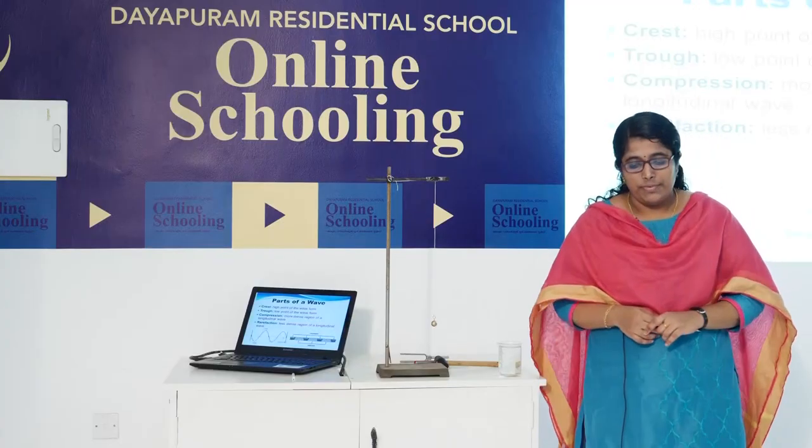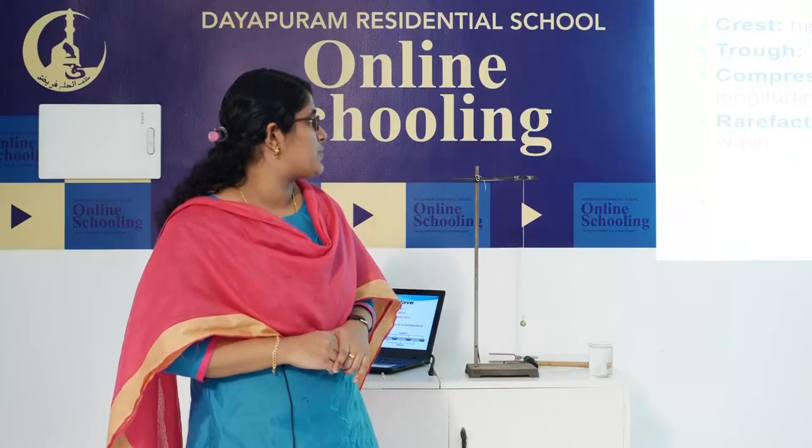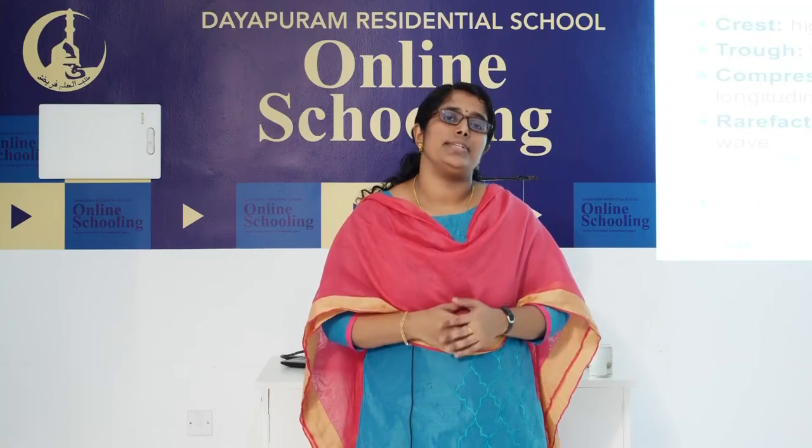So what are the parts of a wave? Two major parts of a wave are the crest and the trough. The high points of the wave are called crests and the low points are called troughs. Compressions, the more dense regions, are called compressed regions. What are rarefacted regions? Less dense regions are called rarefacted regions.